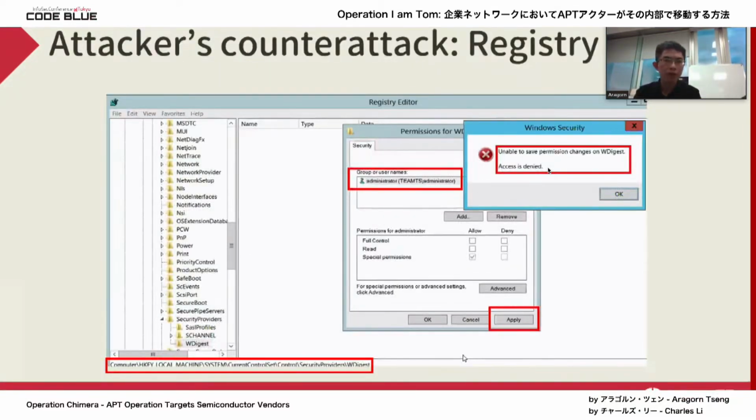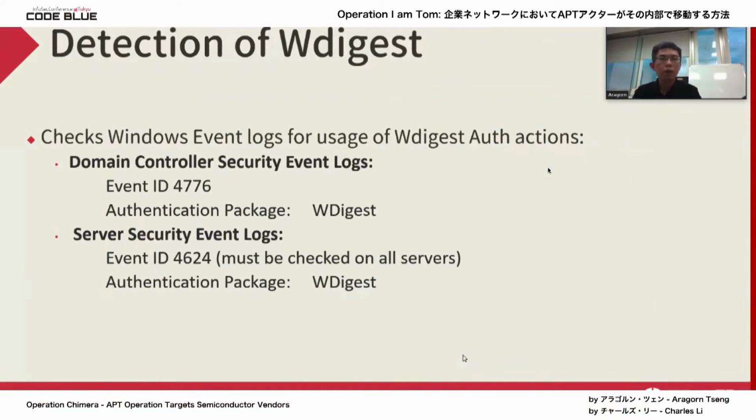In Operation Tom, the actor relied on this attack several times, and we detected and blocked their actions. In the end, the actor got angry, so they used some group policy to disable us from accessing the above mentioned registry key in an attempt to stop us from disabling this feature. If you want to detect this attack, you can check the following event log IDs. In a domain controller, you can check event ID 4776 that is related to the W-Digest authentication package. Or in every server in this AD domain, you can check event ID 4624 that is related to W-Digest.